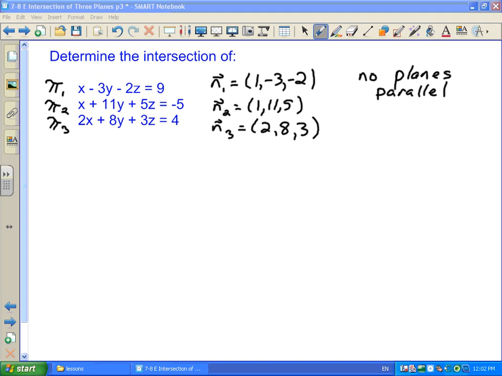Next thing we could check is to see if any of our normals were coplanar. So we can do the triple scalar product again. N1 cross N2 dotted with N3. This is all step 1. We do all that, and it works out to be 0 in this case. So now this tells us that our three normals are coplanar. No planes are parallel, but the normals are coplanar.